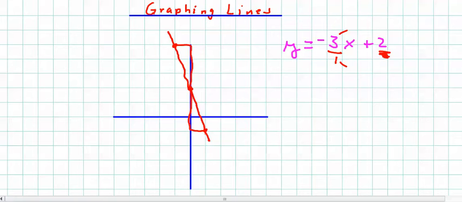Now, because I stopped here, I really want to have a complete graph. I want to go through the whole graph. I'm going to go down 3 more. 1, 2, 3, over 1. And I'm going to continue it like that. The slope is down 3, right 1. I can keep going like a step. Down 3, right 1. All right, this is graphing using slope-intercept.